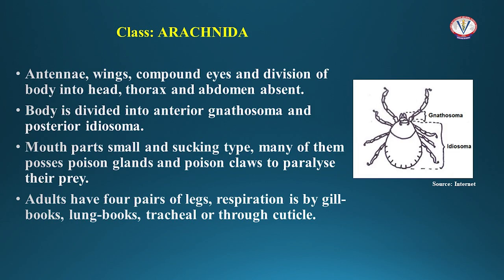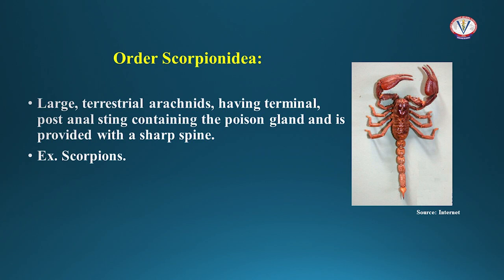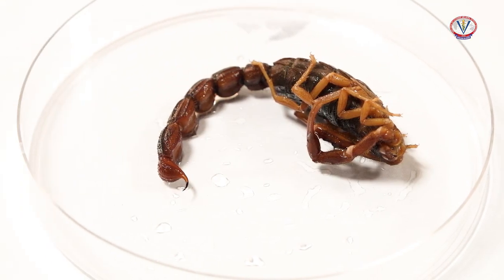Adults have 4 pairs of legs. Respiration is by gill books, lung books, trachea, or even through the cuticle. It includes the following important orders. Order Scorpionida. These are large terrestrial arachnids having a terminal post-anal sting containing the poison gland and provided with a sharp spine, like the scorpions.